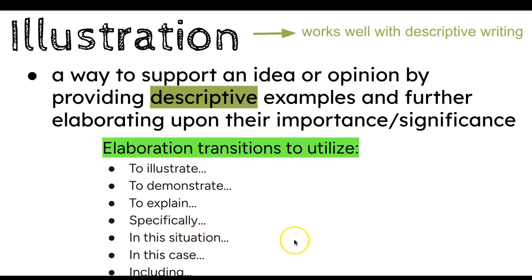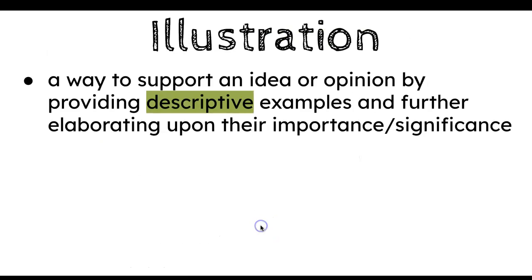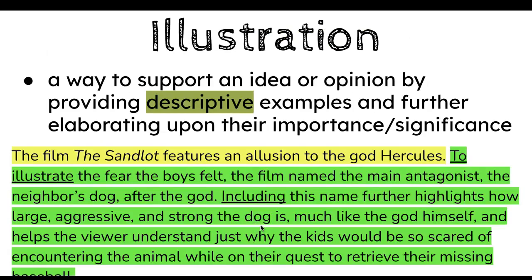And we use these transitions to do that. So I want you to open to your notebook so that you have this handy. This is how all of your elaboration has to start today, with one of these transitions. So I give you the example. The film The Sandlot features an allusion to the god Hercules. That's my evidence. That's the allusion. I'm just going to state it.